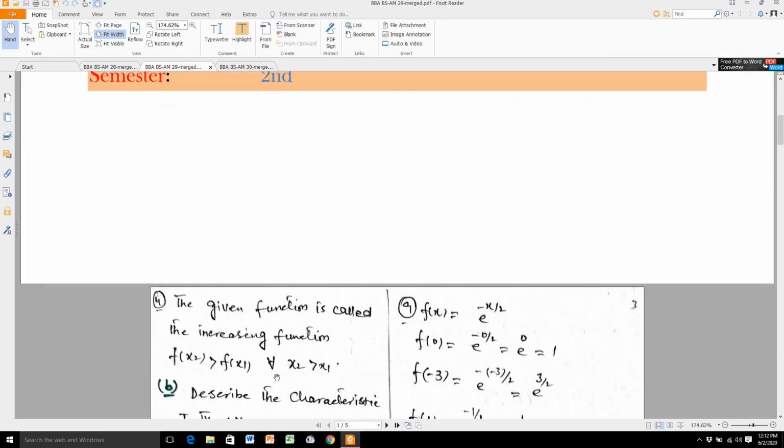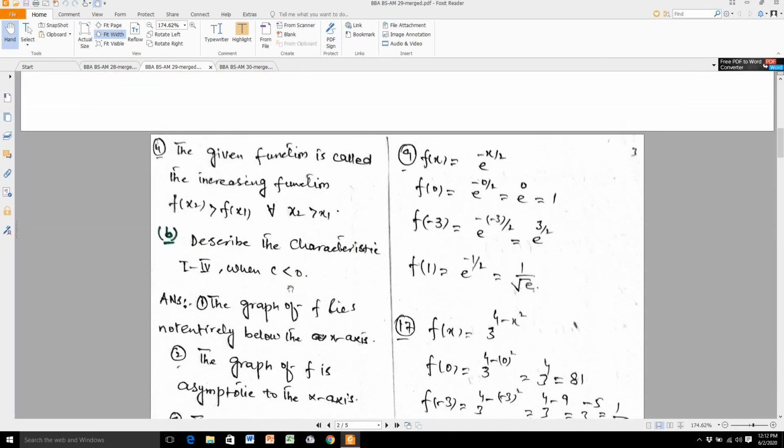Now I take question number 9. In this question, f of x is equal to e raised to the power minus x over 2. So I substitute x equal to 0, and you know that e raised to the power 0 is equal to 1. Then for minus 3, e raised to the power minus into minus 3 divided by 2 is equal to e raised to the power 3 by 2. And then f of 1 is equal to e raised to the power minus 1 by 2, and I am writing it as 1 over square root e.